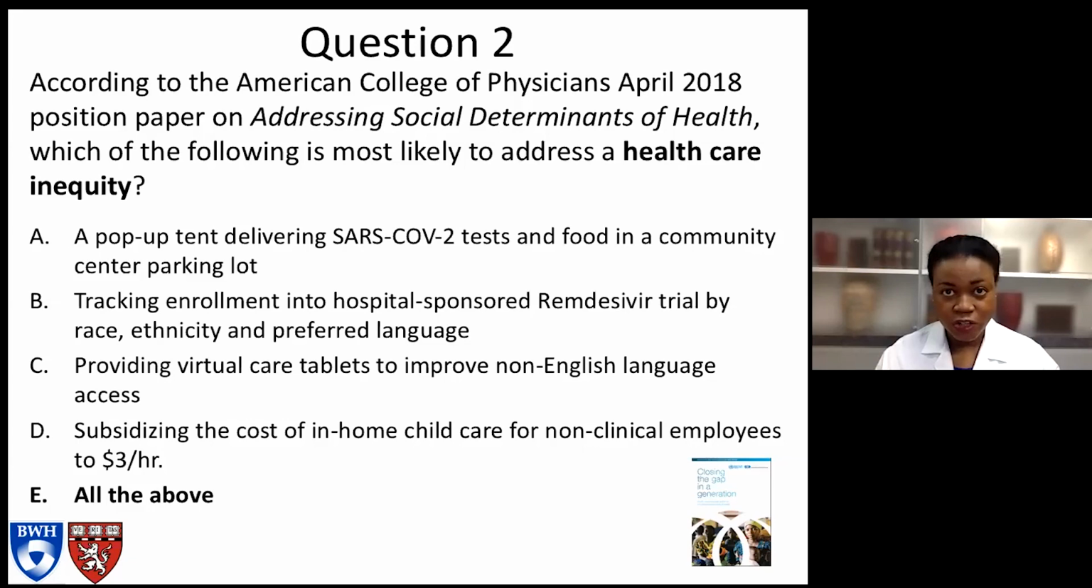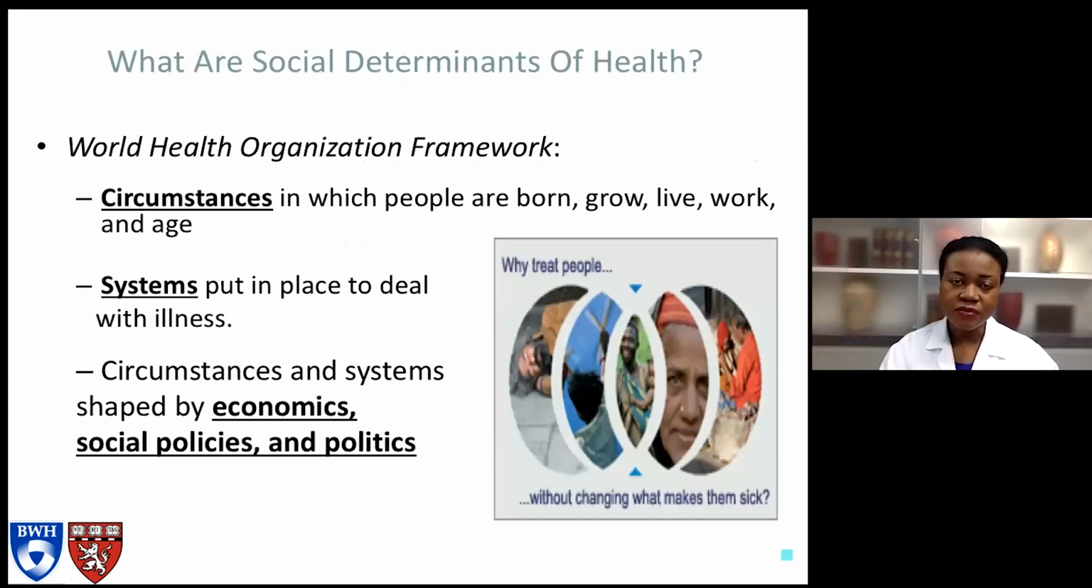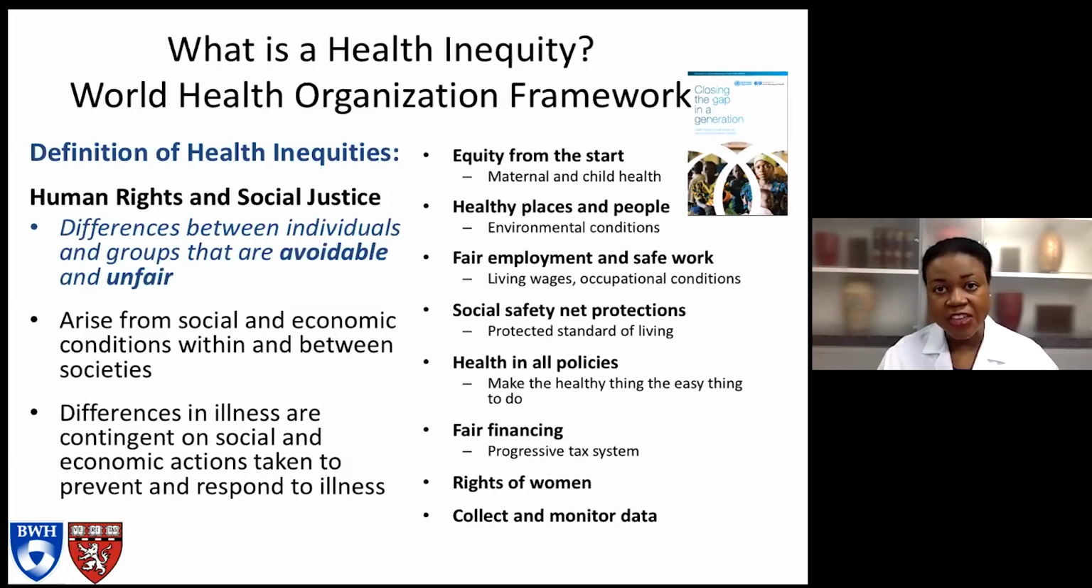Closing the gap in a generation, I would recommend that all the above are appropriate answers to this question. And to understand that, let's understand what are social determinants of health using the World Health Organization framework. A social determinant of health are the circumstances in which people are born, grow, live, work, and age, the systems put in place to deal with illness, and an understanding that these circumstances and systems are shaped by economics, social policies, and politics. So then, what is a health inequity?